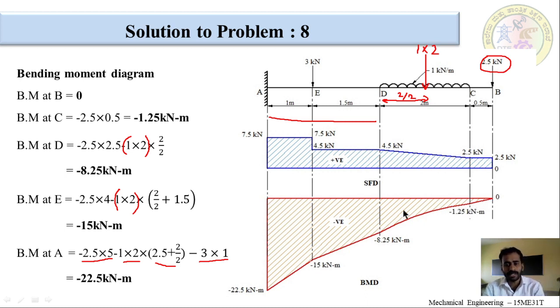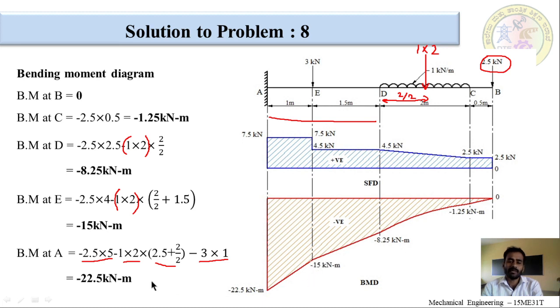Now, from C to D, the bending moment at D is minus 8.25. So, mark this point and join from C to D with a parabolic curve because there is a UDL. And from D to E it increases gradually, linearly. So, it is to be drawn with an inclined straight line, and at E the bending moment is minus 15 kilonewton meters. So, mark 15 units and then join this with the inclined straight line.